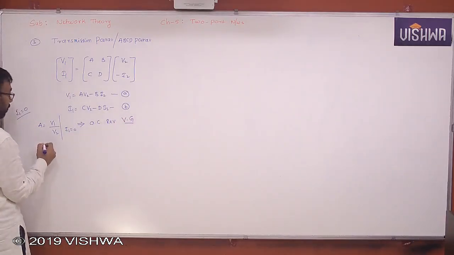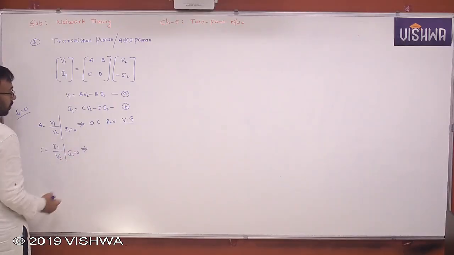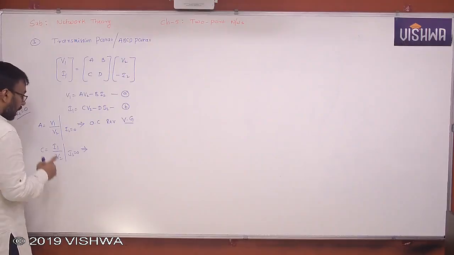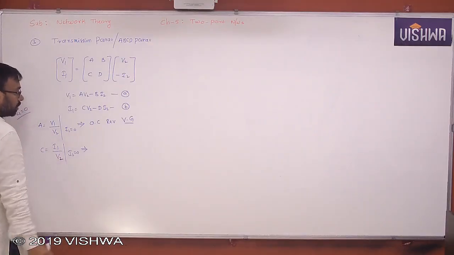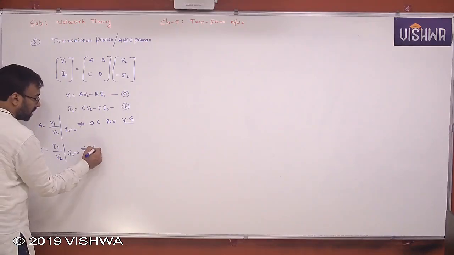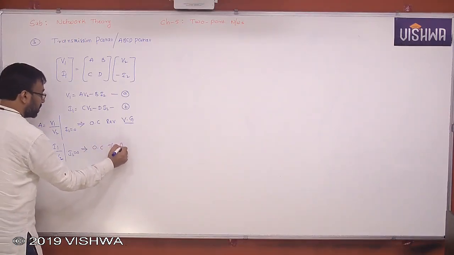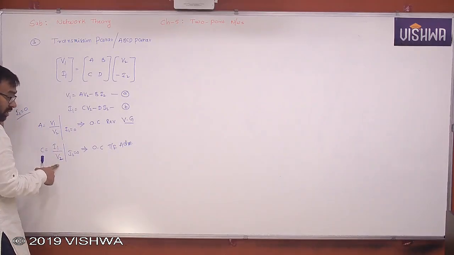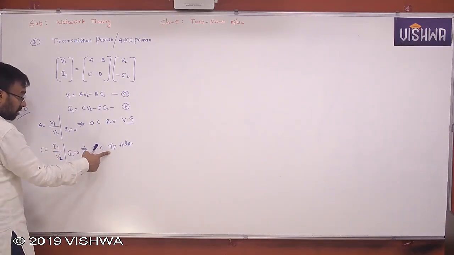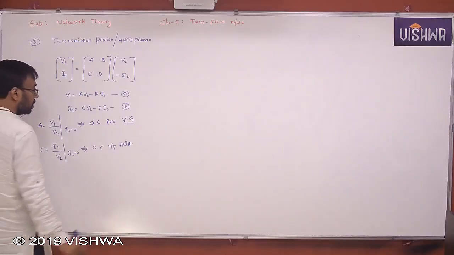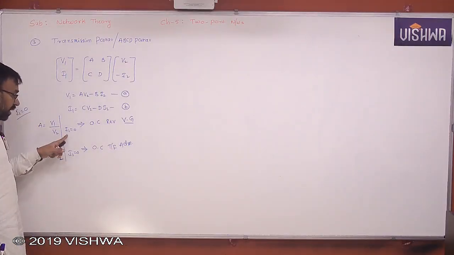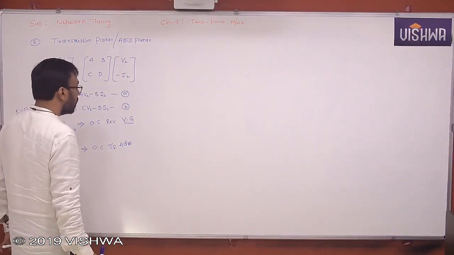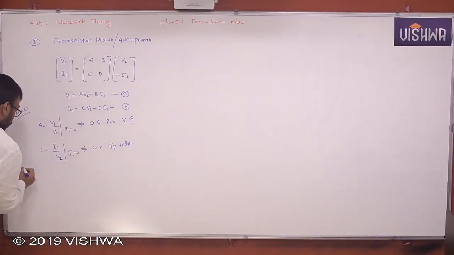Reverse voltage gain. Then another parameter C can be calculated, I1 by V2. So what do you get, I1 by V2? Open circuit, transfer admittance. Yes or no? This is called transfer admittance because I1 by V2, current by voltage, input current by output voltage, therefore transfer. Current by voltage, admittance. That's it. I don't want to draw the circuit because already we have experienced when I2 is 0. We have already experienced in case of Z parameters.